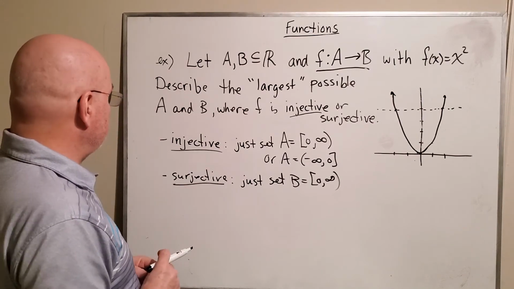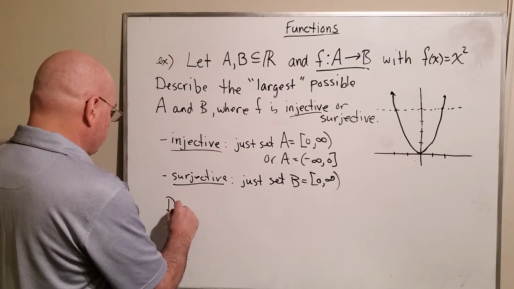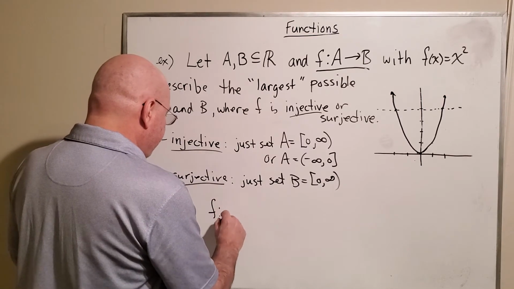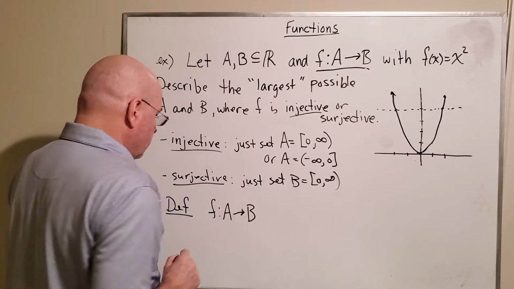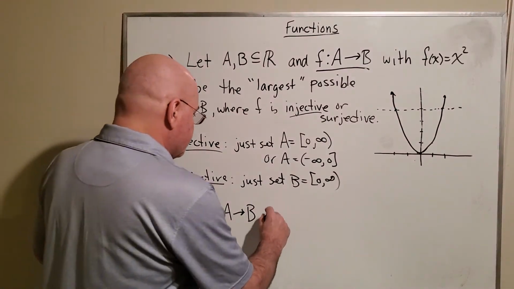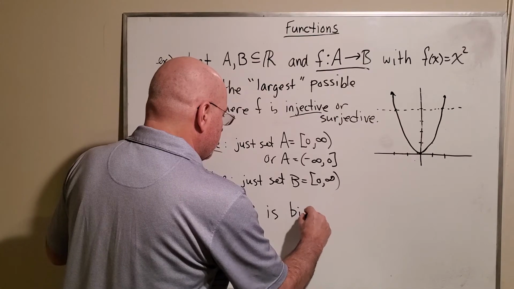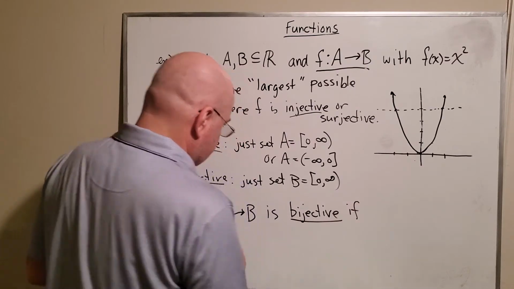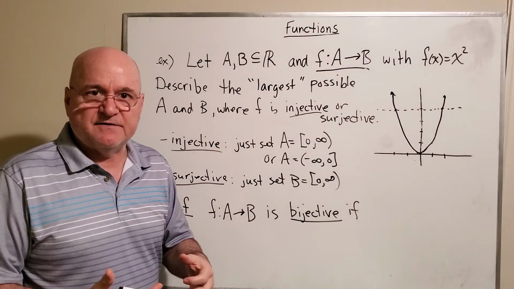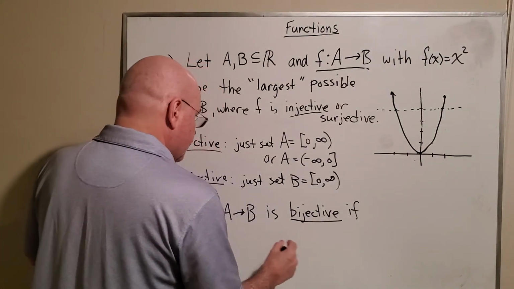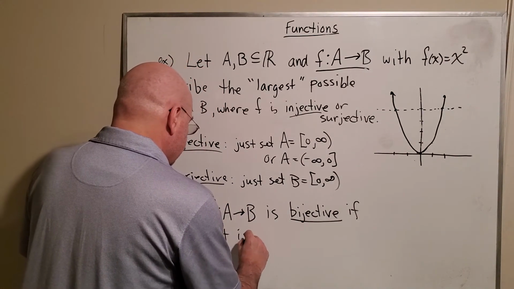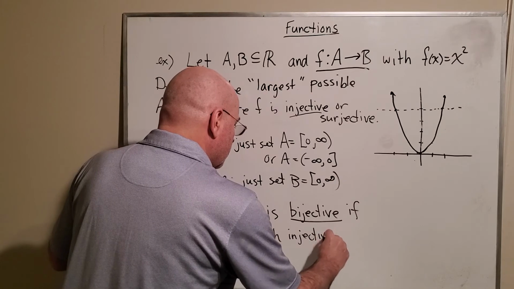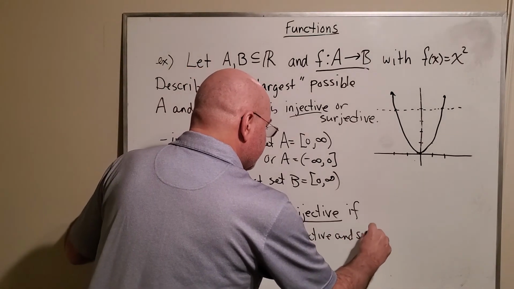And before we finish this video, one more definition related to what we're doing. F, which maps A into B, is bijective. You probably remember this. If what? It's bijective if it is both injective and surjective.